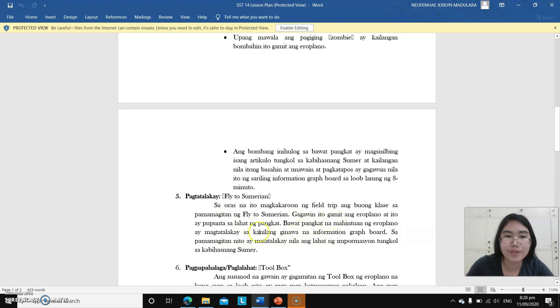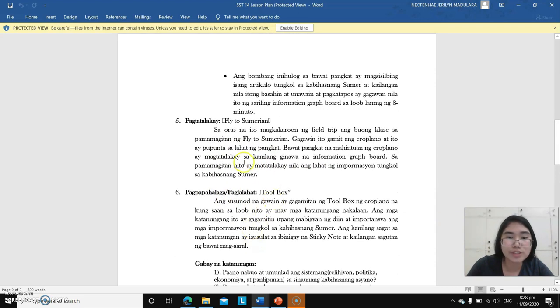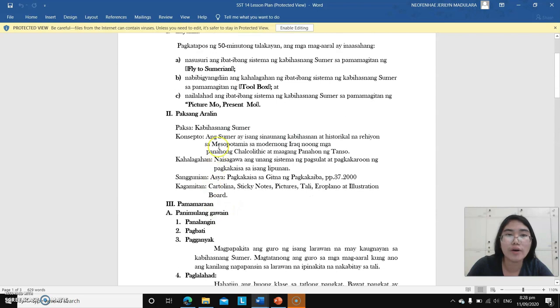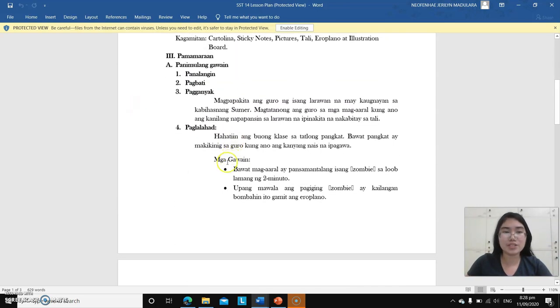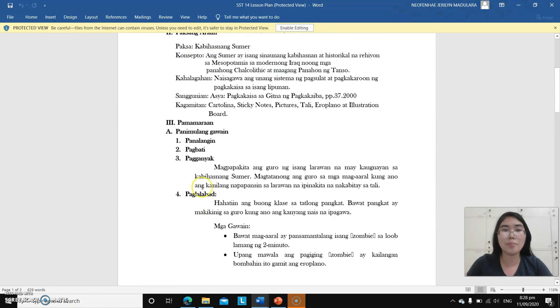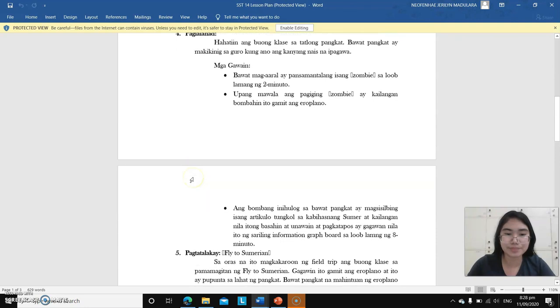Okay, by having this one, fly to Sumerian. Okay, next, fly to Sumerian, toolbox. So, mabibigyan din ng importansya ang mga impormasyon. So, they will be able to cite the importance of the Sumer civilization by having this activity. So, learning objective number 3, check, is attained in this process.